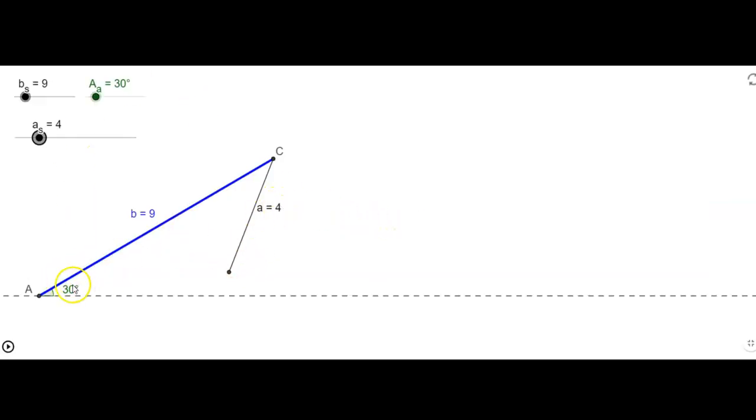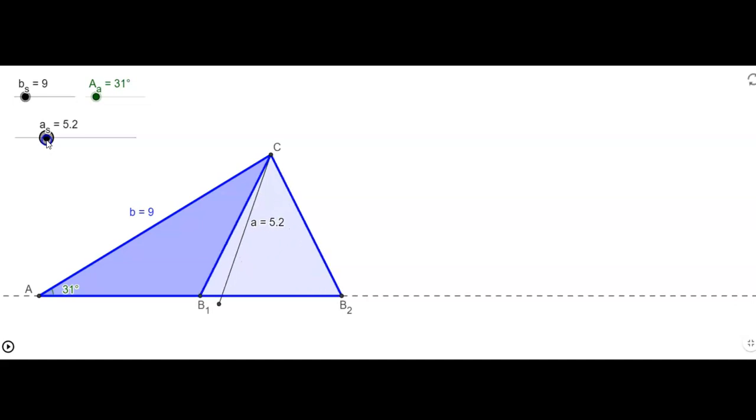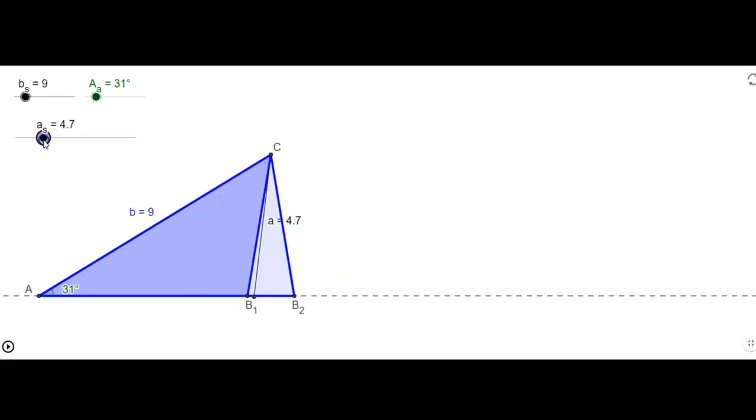So here I have a triangle with a 30-degree angle, a measurement of 9, and a measurement of 4. This is by definition side-side non-included angle. So this is side-side angle. And notice this triangle cannot be created because this side that's 4 is not connecting to this dotted line. Now, if I make this A a little bit longer, you will see what starts to happen.